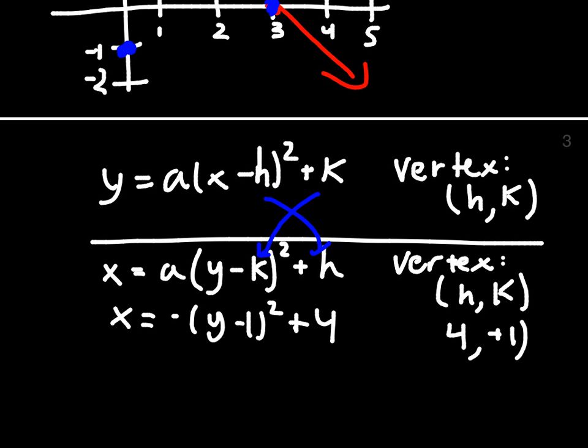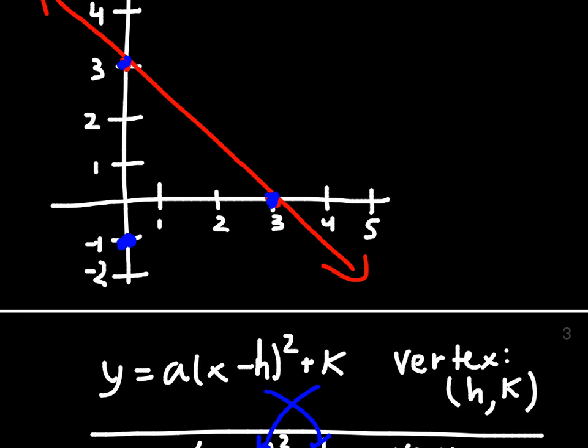No, 4, positive 1, I'm sorry. 4, 1, yeah, 4, 1. So that's our vertex, 4, 1. Alright, so we have a parabola that has a vertex of 4, 1. Put an extra point in there. And there we go, we're going to connect these, have our parabola.